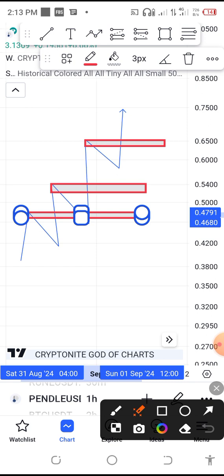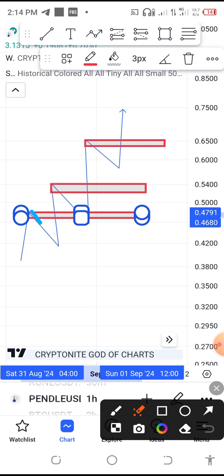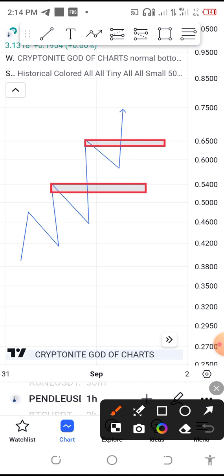Some supply zones are invalid. Let's say for example, this supply zone here, and price came back. Now price got into this supply and moved past it. Once price has moved past this supply, this supply becomes invalid. That supply is now invalid because price has broken through it. Hope you understand. Price has broken through this supply that was here, so it is no more valid.